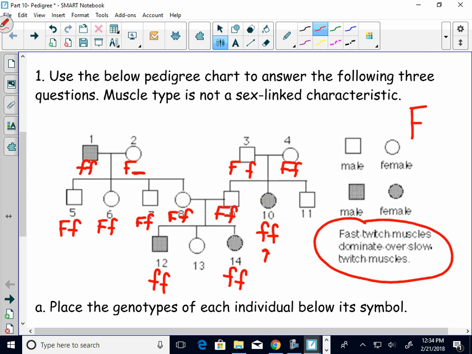Number 11. What do you think about number 11? Can we tell? We know number 11 has a capital F, right? Can we tell what that second one is? We can't, can we? So we got to put a dash. What about 13? We know what? We know it's a capital. Do we know that other one? No. So now I have all of my genotypes for my pedigree here.